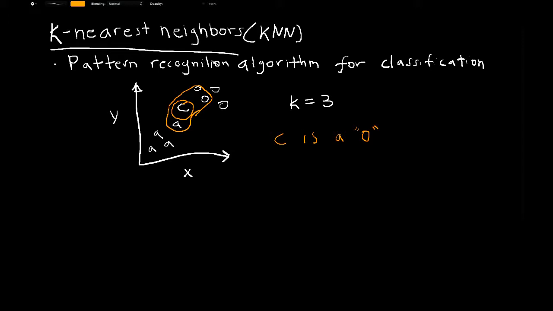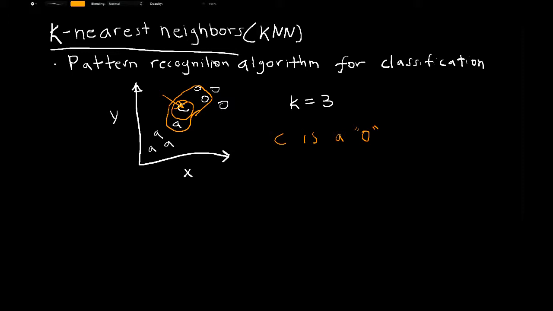You can imagine that A's could be a symbol for benign tumors, and O's could be symbols for malignant tumors. So in this case we would classify this new tumor C as malignant.